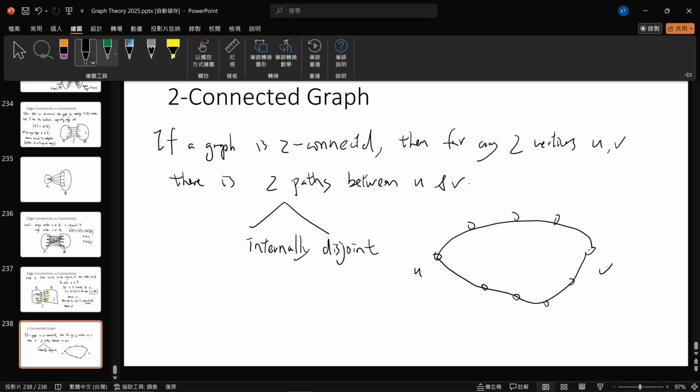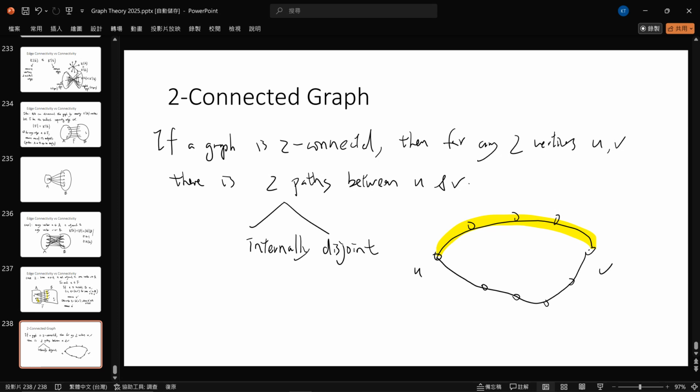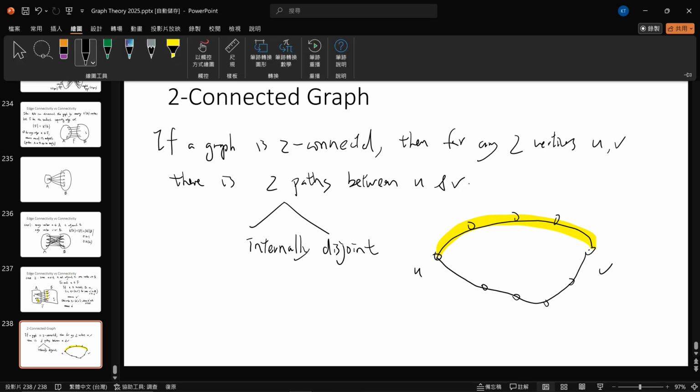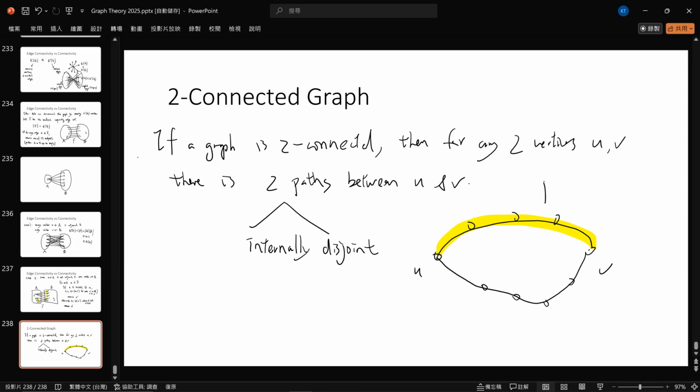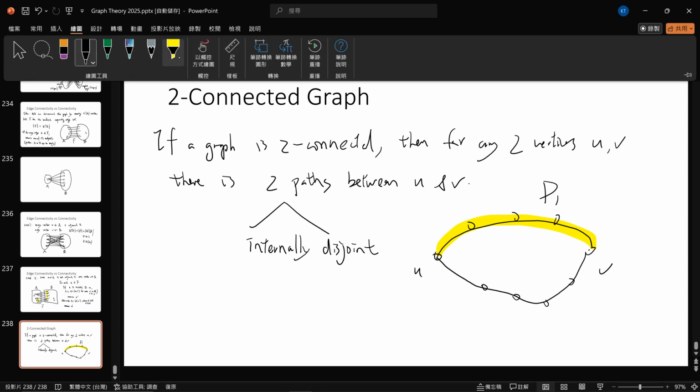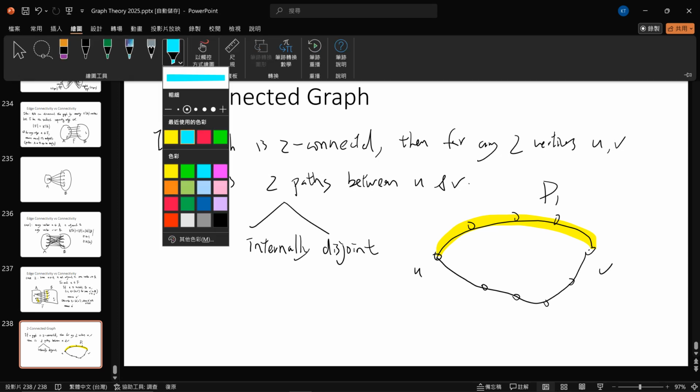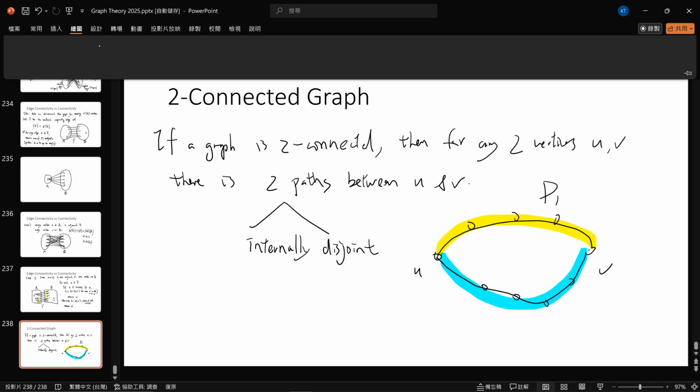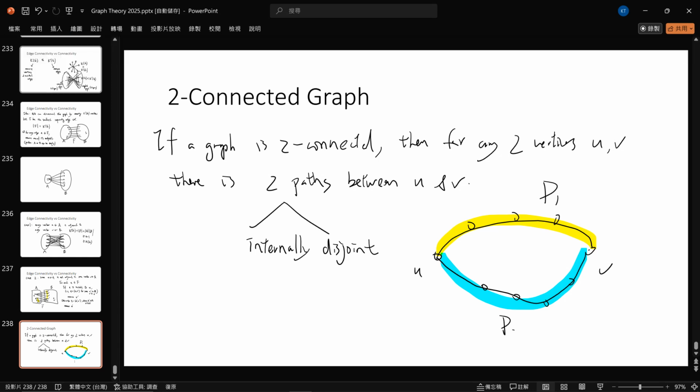So here we have two paths, right? So this yellow one, well, this is P1, and the blue one, this is P2. They are both paths between U and V, okay? So their endpoints are the same, but all their internal vertices are different, okay? They do not share internal vertices. This is internally disjoint path, okay?